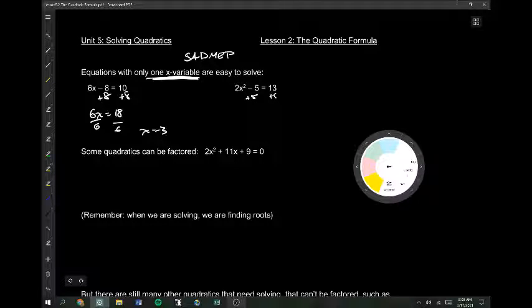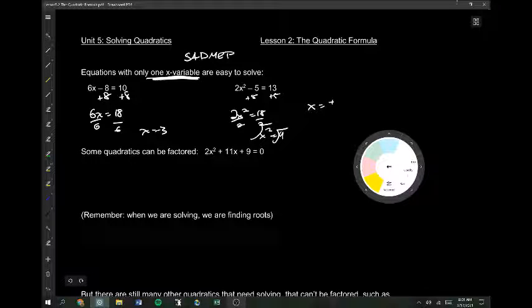Add 5 to both sides, divide both sides by 2, and square root both sides. And remember, when you square root, you're going to get a plus or a minus. The solutions here are plus or minus 3. If there's only one variable, solving is very simple.